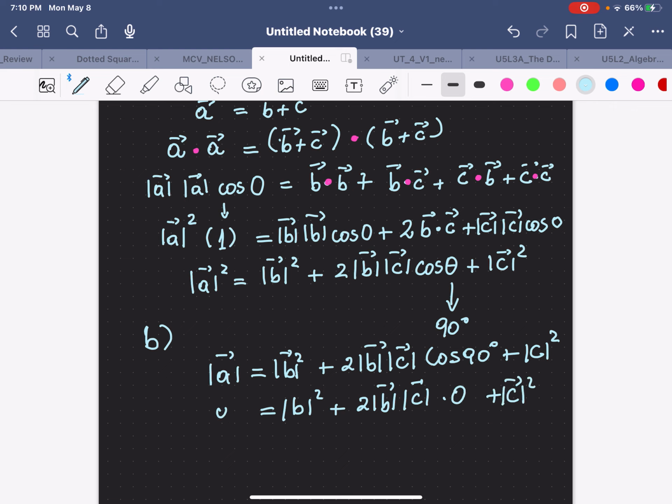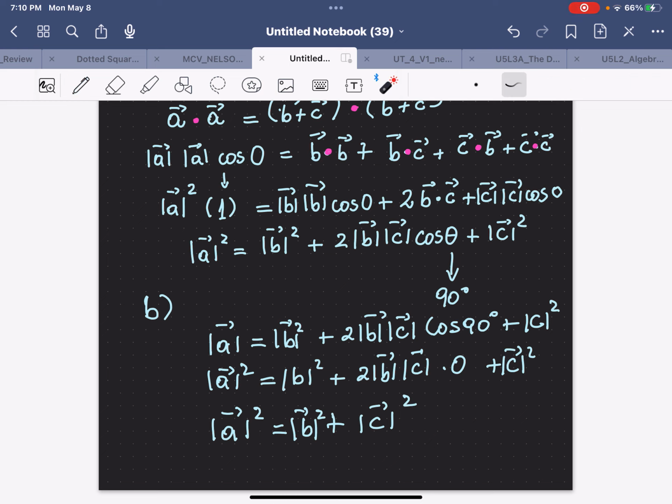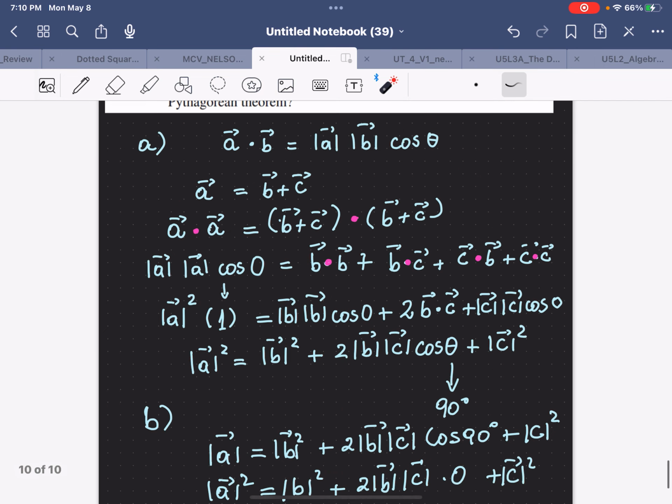So we have the magnitude of B squared plus 2 times the magnitude of B, the magnitude of C, cosine of 90 is 0, and then plus C squared. So this entire middle term becomes 0, and we are left with the magnitude of A squared equals B squared plus C squared. And as you can see here, this is the Pythagorean theorem: in a triangle, the longest side raised to the power of 2 is equal to the sum of the squares of the other two side lengths.